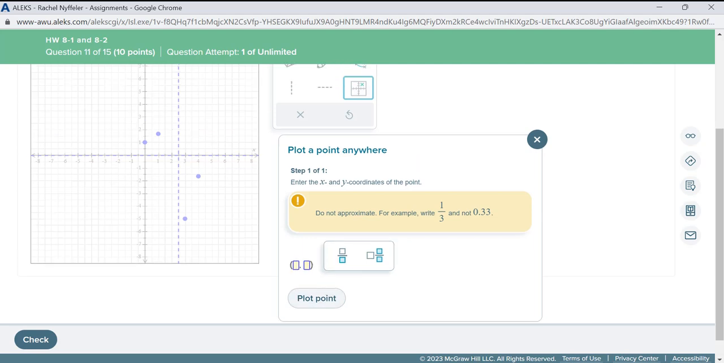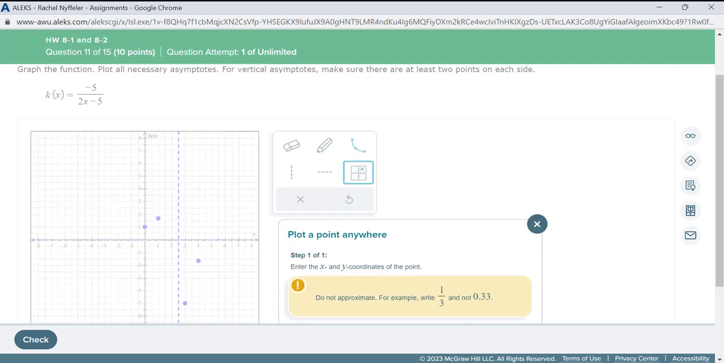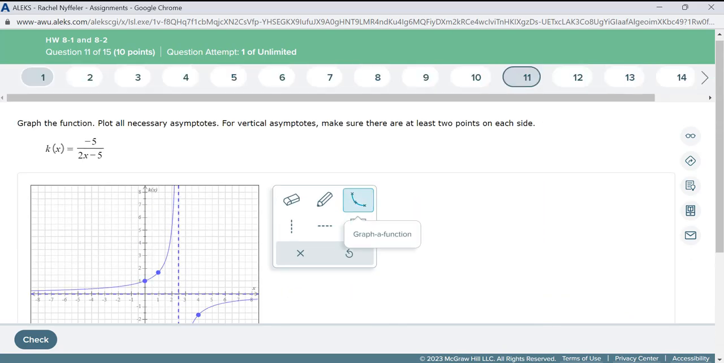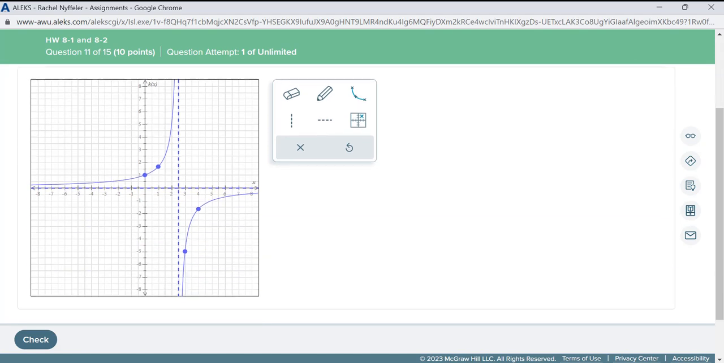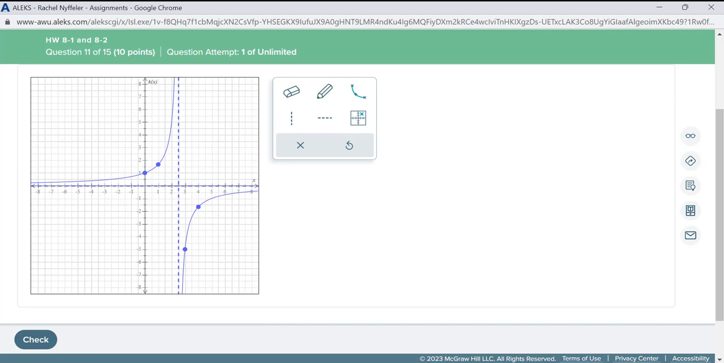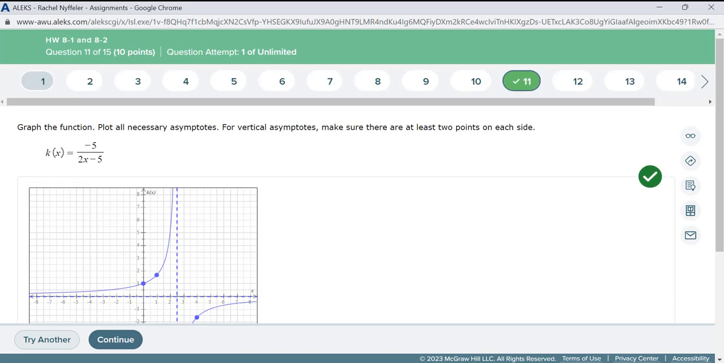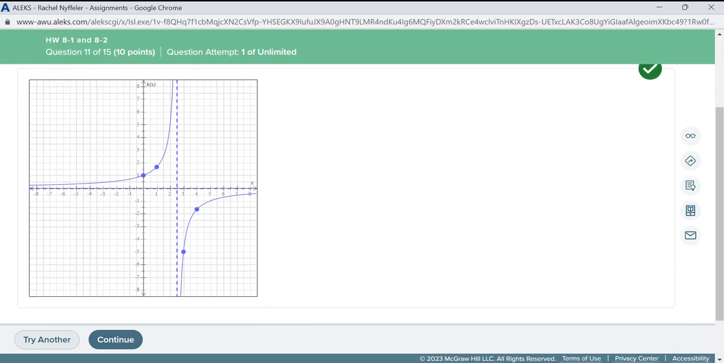-5/3, plot. Now, if I grab these two, I can say I want to graph a function. It's going to go through these 2 points, and it automatically goes through those 2 points. And I'm going to hit check. And I get a check mark. So hopefully that helped. Remember to graph your asymptotes first.